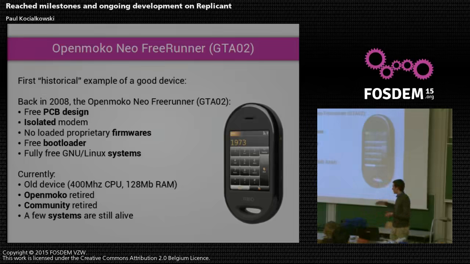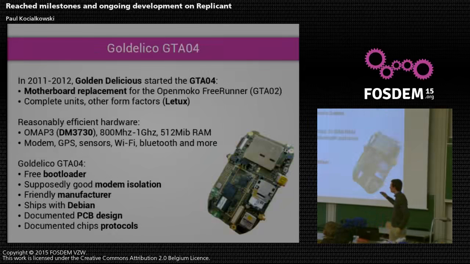And eventually the company that made that phone retired and the community also retired. There are still a few systems like Qtmoco and I think SHR is rebooting in a way, but that's mostly the past. So that's when a company called Golden Delicious in 2011-2012 decided to introduce a motherboard replacement for that device, and that's the GTA-04. It's just that motherboard that you insert back in the GTA-02 case, and it's new hardware. You have an OMAP 3, which is reasonably efficient. By today's standards, it looks maybe now a bit slow, but it's still better than the Open Moco.